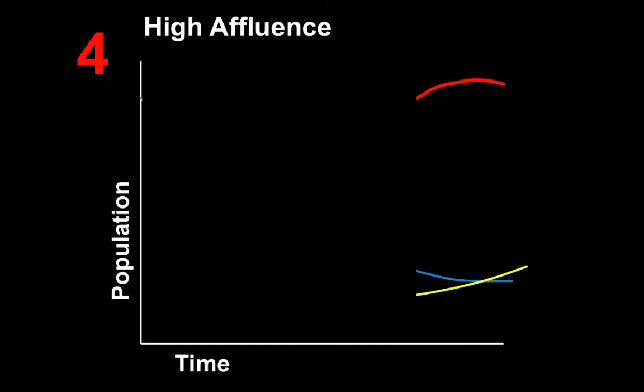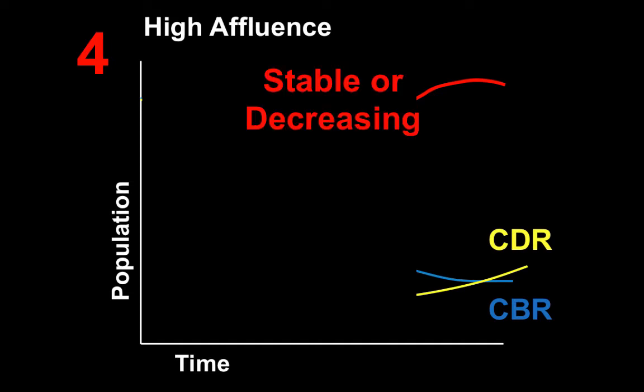Finally, in phase 4, these are countries that have reached a very high level of affluence and development. And the key thing that happens here is, in many cases, the death rate can actually go above the birth rate. So now more people are dying than being born, and the population can actually start to decrease. And this is happening in a number of places like Japan, places in Europe that have a high level of affluence, and their birth rates have dropped so low that their populations actually start to decrease.